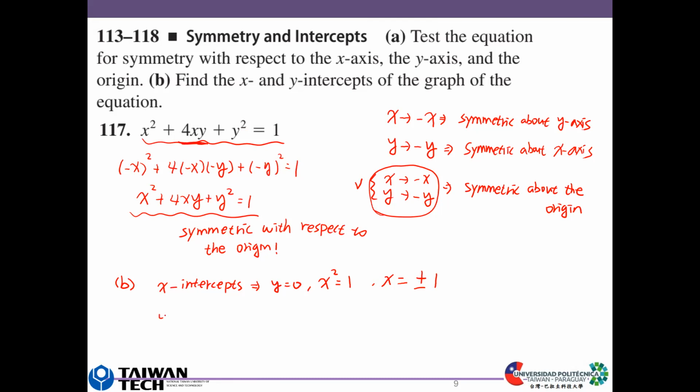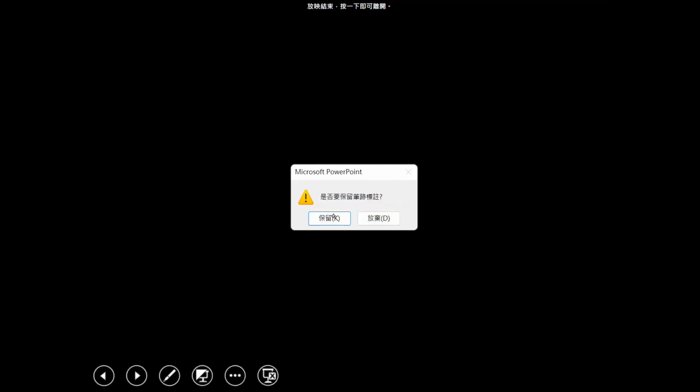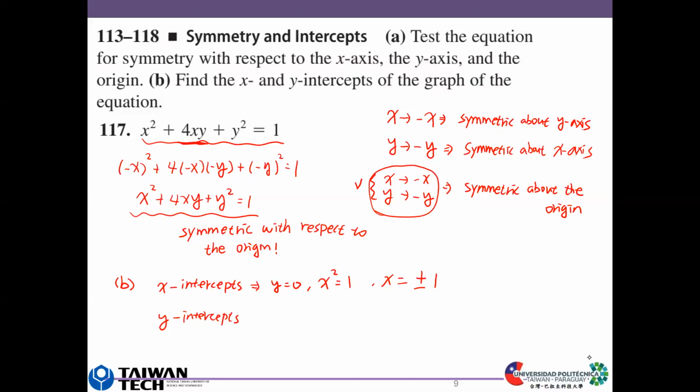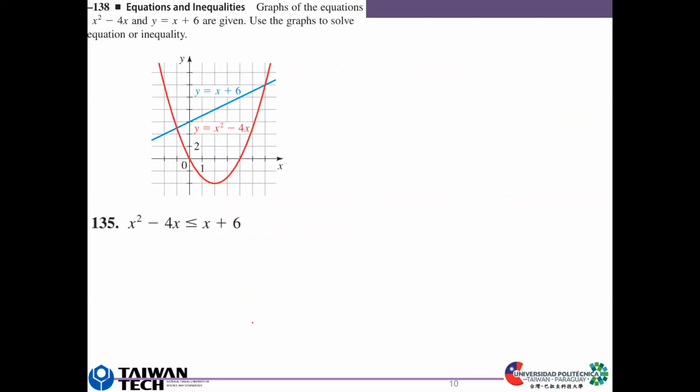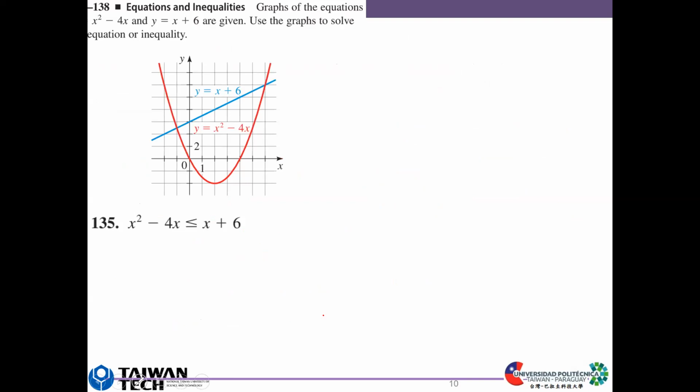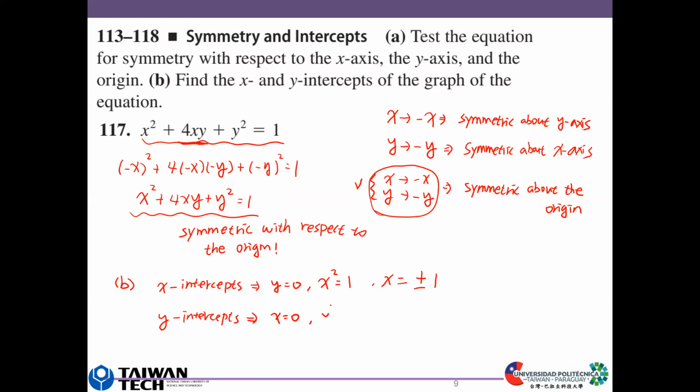Okay, to find the y-intercept, it means x equals 0. And so we have y squared equals 1. Okay, and so y is positive and negative 1.